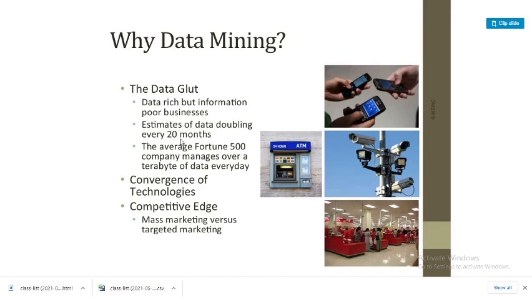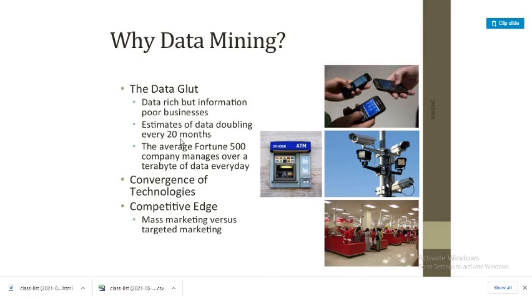Got it? Estimates say data doubles every 20 months. See here now, if I have this much data and this many customers, I have earned this much revenue. If the data has doubled, then what could my revenue be? Based on the data, you can estimate future revenues by going for the doubling.